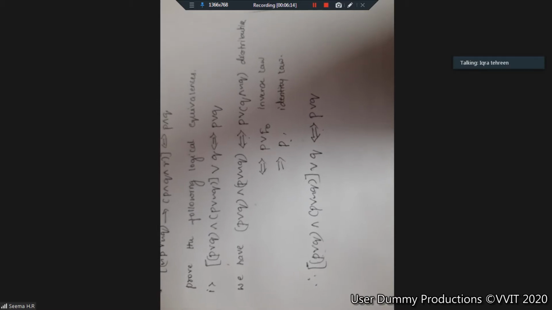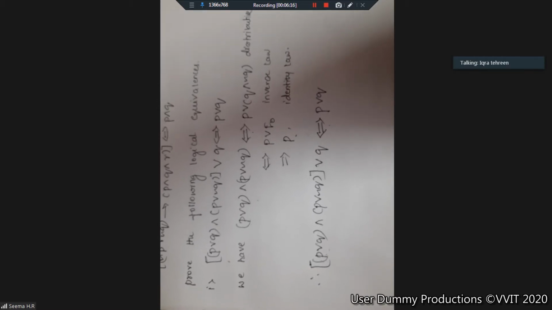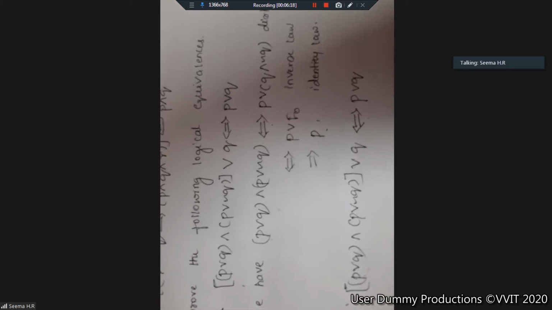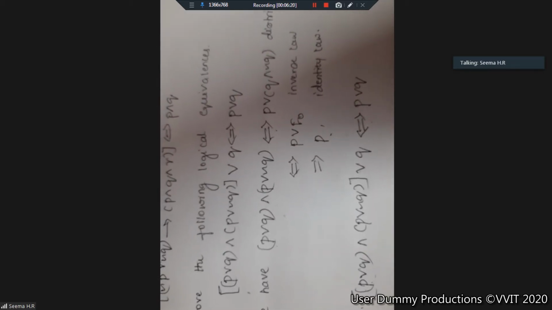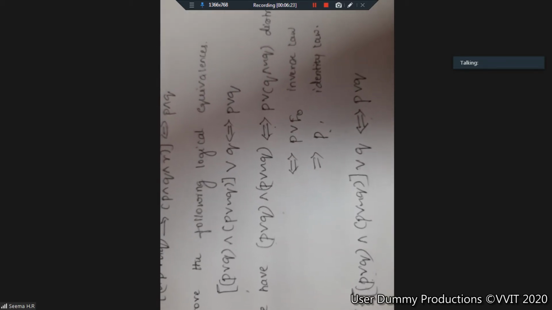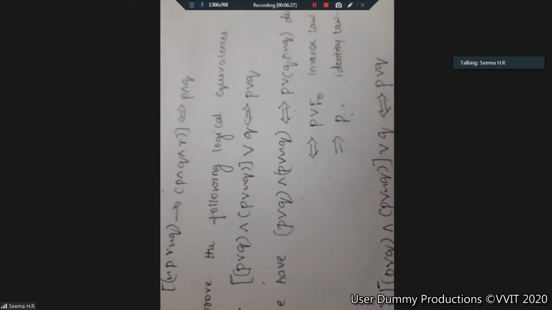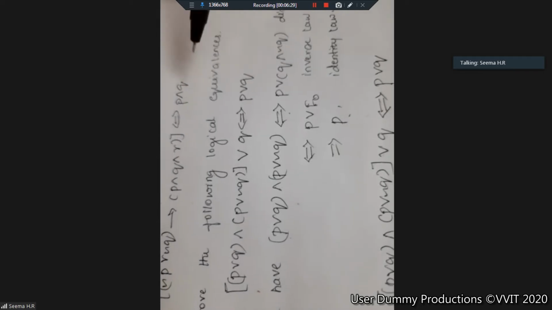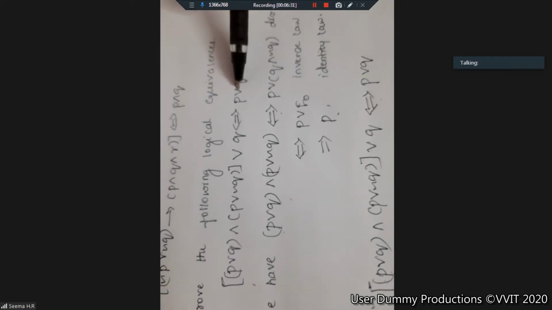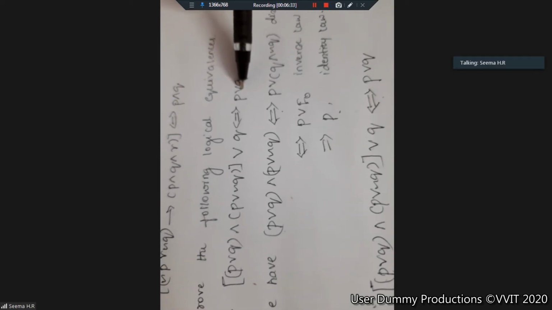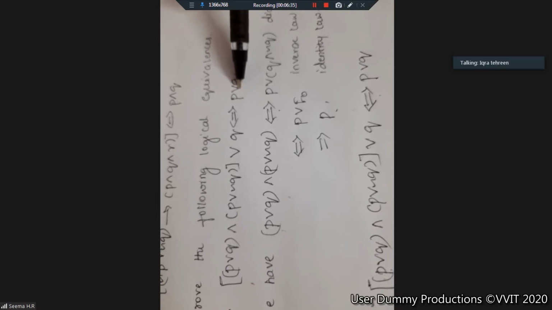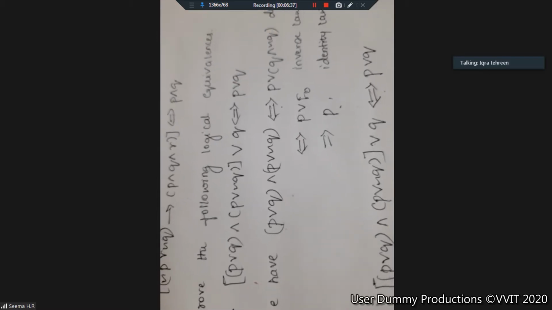Ma'am, we are supposed to show P and Q, no, ma'am? Is it P and Q or P or Q? What are you supposed to check? What is this symbol? P and Q. Okay, okay, I thought it was the upper one, ma'am.